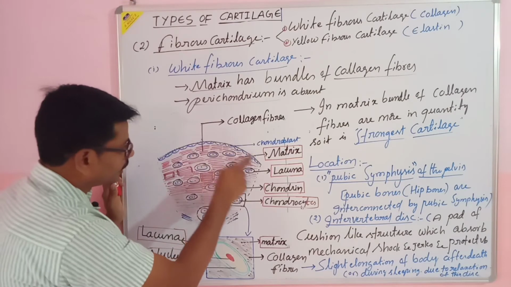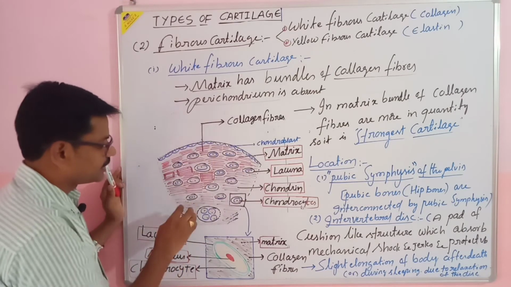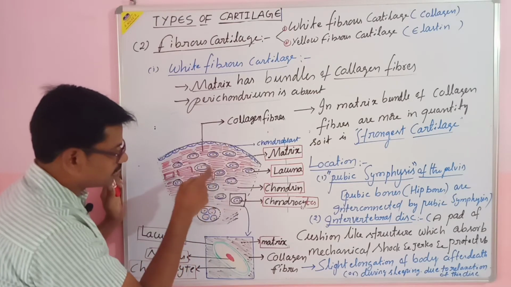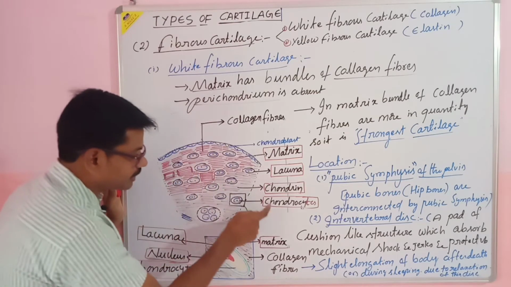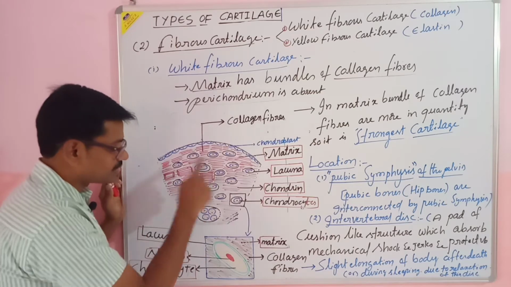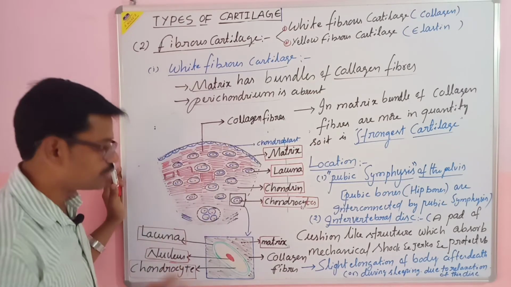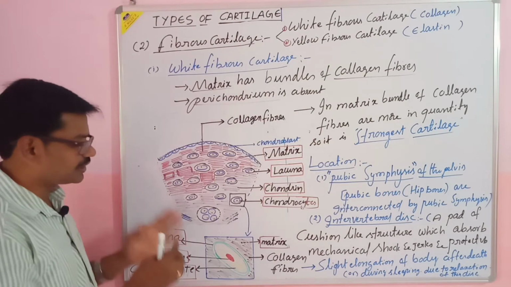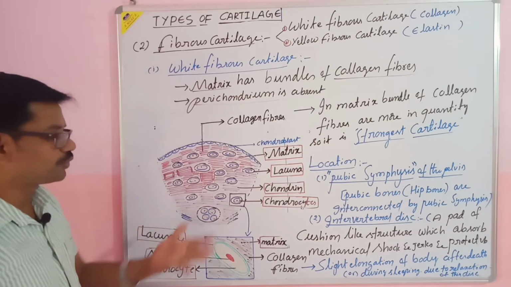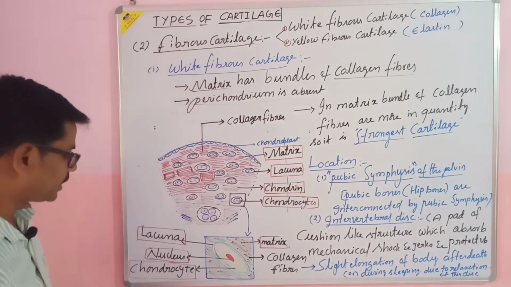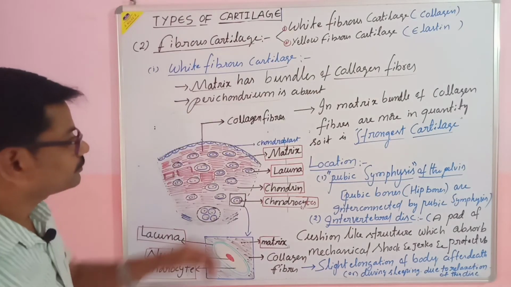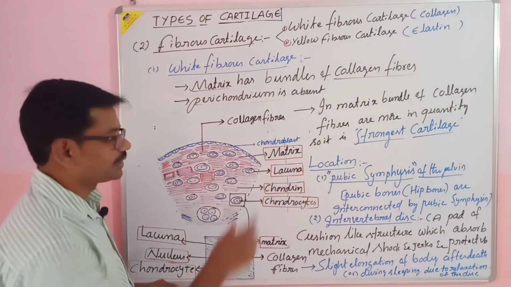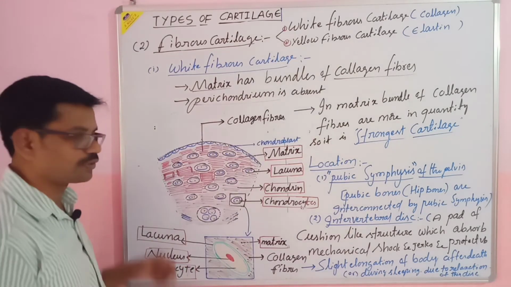There is a chondroblast. This chondroblast secretes the fibers as well as these cells. When the chondroblast becomes inactive, it becomes a chondrocyte. These chondrocytes are surrounded by fluid spaces called lacunae, right? The important thing is that each lacuna contains 1 to 4 chondrocytes. Now, in the matrix the bundles of collagen fibers are in more quantity, so it is the strongest cartilage. We just found that, right?